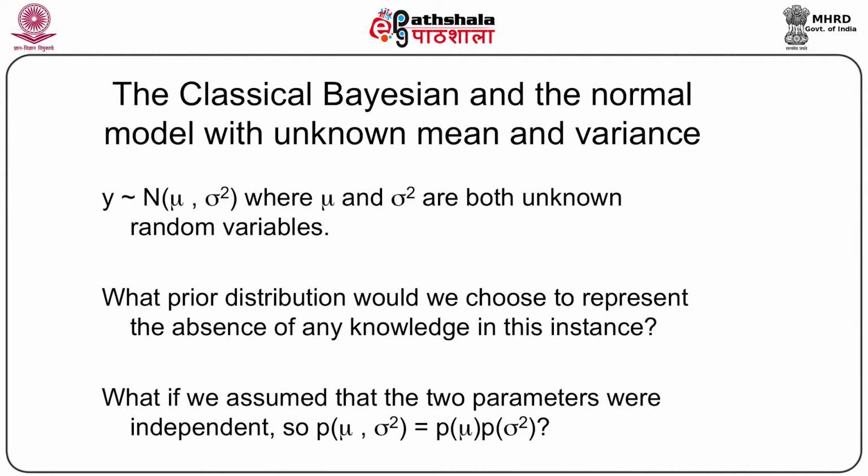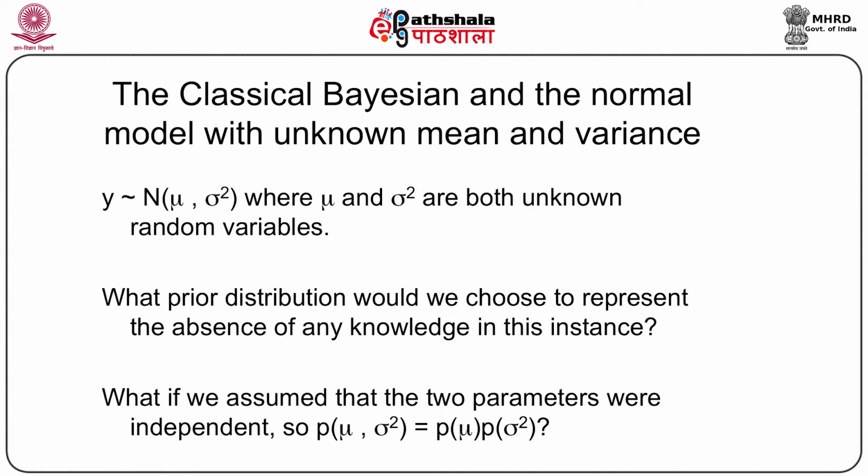Now we'll talk about the classical Bayesians and the normal model with unknown mean and variance. Suppose y is normally distributed with mean mu and variance sigma square, where both mean mu and sigma square are unknown parameters, which we assume are random variables from a Bayesian perspective. What prior distribution would we choose to represent the absence of any knowledge in this instance? What if we assume that the two parameters were independent?